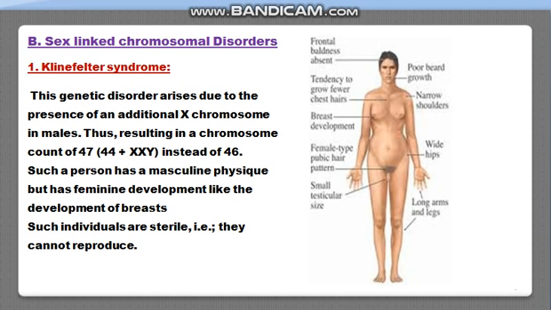Because of the additional X chromosome, such a person has a masculine physique, more developed, but also has feminine characters like the development of breasts, and such individuals are sterile, that is, they are not able to reproduce. This diagram shows Klinefelter syndrome: a masculine body with some feminine structures like breast development, and such males are unable to reproduce. So this is Klinefelter syndrome.